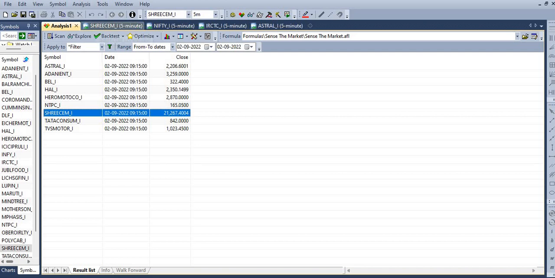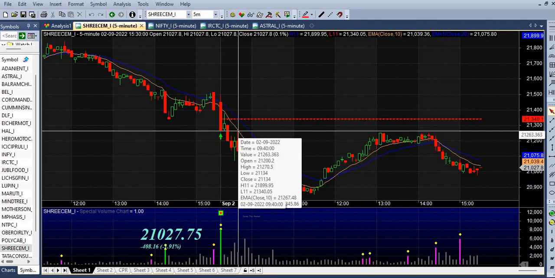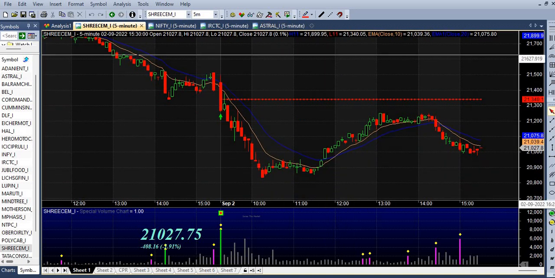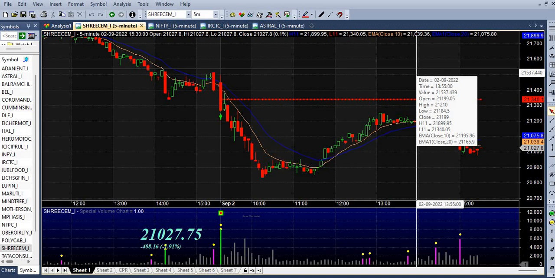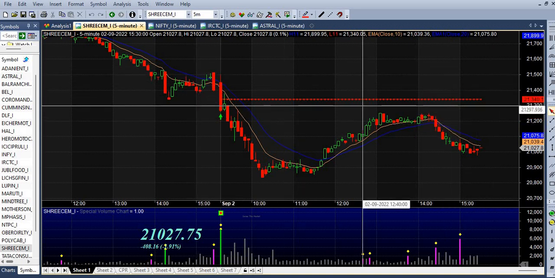The Shree Cement was the second stock we looked at on the short side. Almost 300 points of profit booked in the Shree Cement. Very well done. At around 11:30, we exited from this trade and we were done for the day.